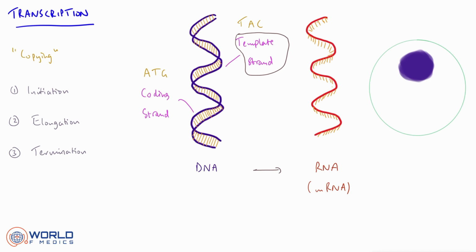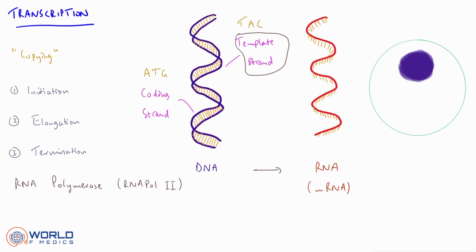And there's one key enzyme that we want to be aware of, which is a key term in all of this, and that is something called RNA polymerase. There's 3 types of RNA polymerase, but in transcription, it's specifically RNA polymerase 2, which we are concerned with.